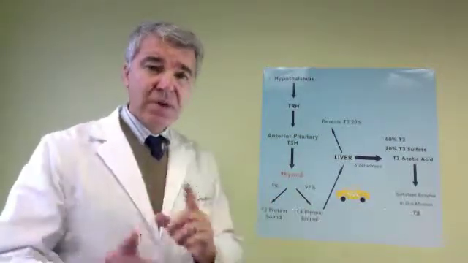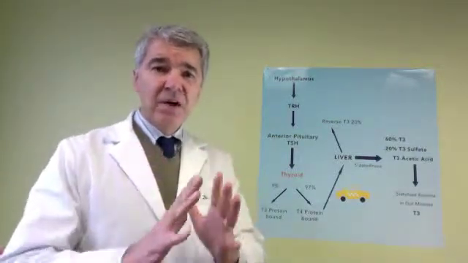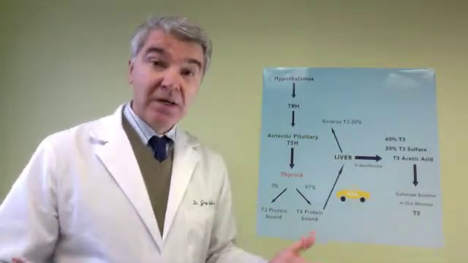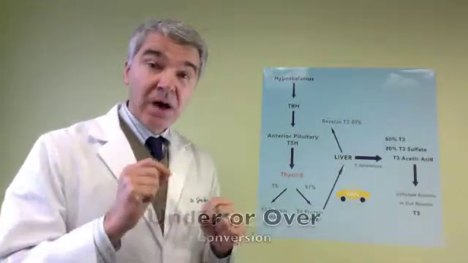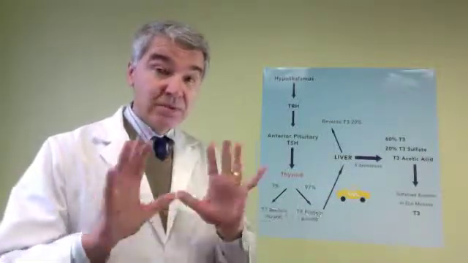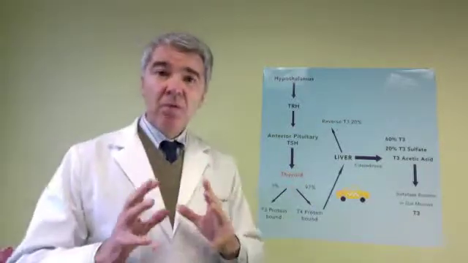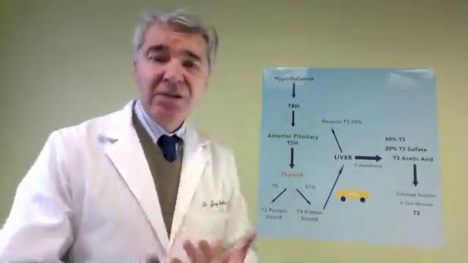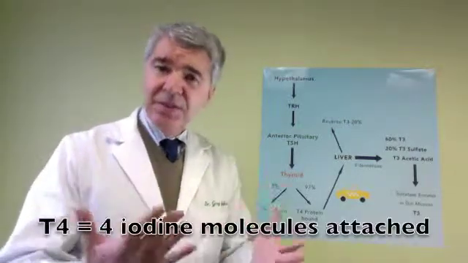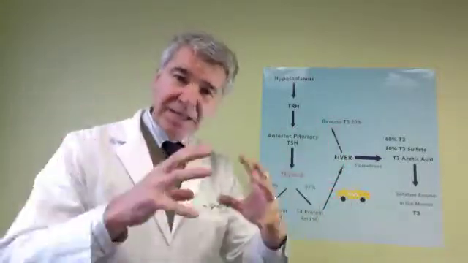So one of the things I want to talk about today is what other piece of the thyroid system may not be working that the medication has no effect on. And that is something called under or over conversion. Now here's what this means: the thyroid gland produces a hormone, but it's the inactive thyroid hormone, which is called T4. Basically what that means is that there are 4 iodine molecules attached to it.